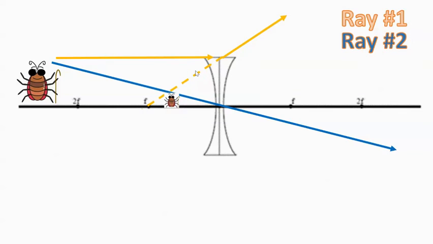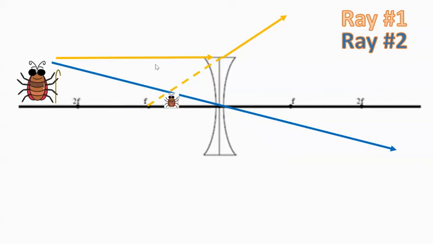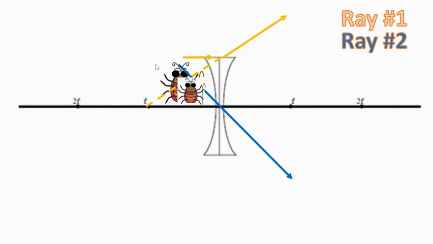So basically what's happened is as we've moved him closer, the image has gotten closer as well, and the image has gotten taller, but it will never get to be the same size as the object. Okay, so a convex lens will always show the image to be smaller and closer than the object really is.